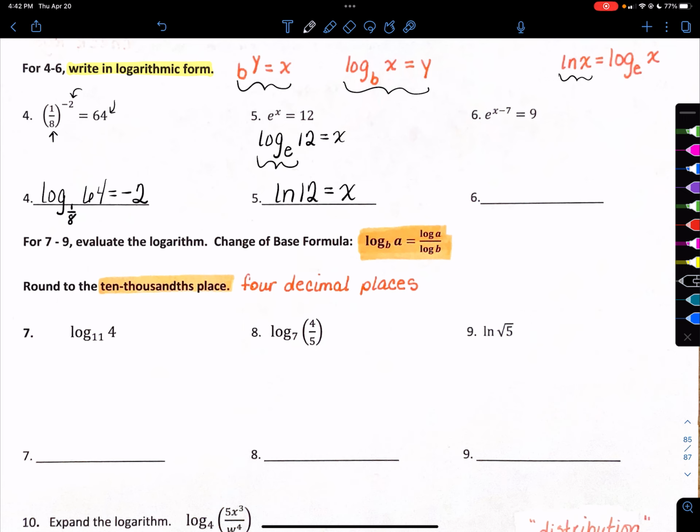All right, here again, I have a base of e, so I know I'm going to be using a natural log. The exponent is x minus 7. It's everything that is there, so we're going to take that and swap it with 9. So ln of 9 is equal to x minus 7.